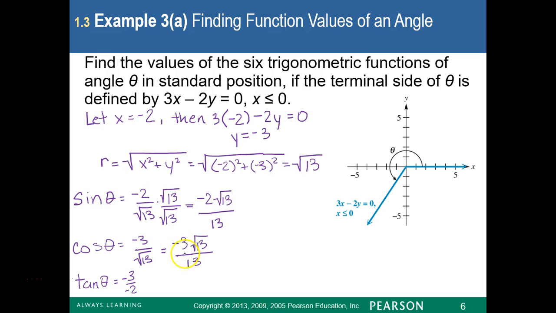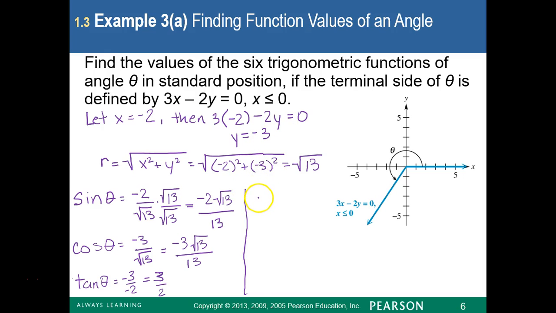Sorry about that, I had to stop my recording for a bit. But here, the tangent of theta is equal to negative 3 over negative 2, which is just 3 over 2, because a negative divided by a negative is a positive number. Now let's find the other 3 trig functions.